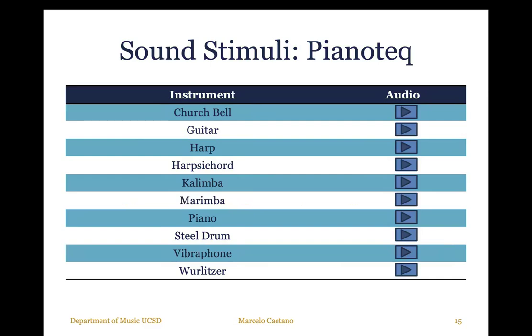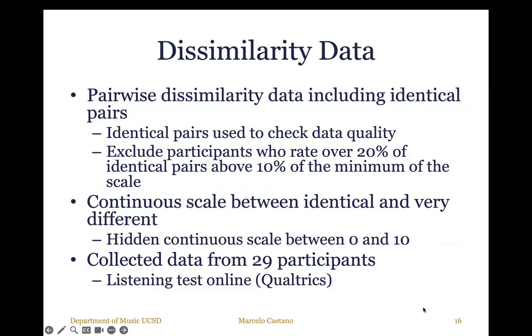The first thing is the sound stimuli that we chose from Pianotech. So the instruments we chose were the church bell, the guitar, the harp, the harpsichord, the kalimba, marimba, piano, steel drum, vibraphone, and the Wurlitzer, which is basically an electric piano, a make and model of electric piano. Now, these are all physical modeling synthesis, sounds synthesized from physical modeling.